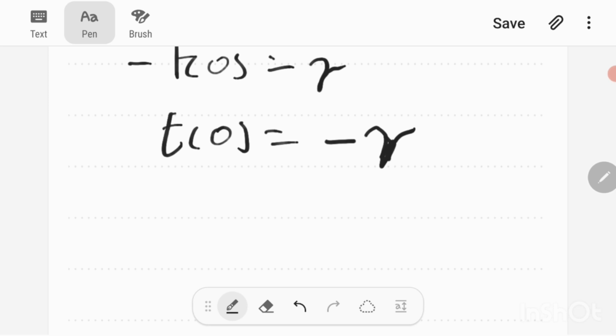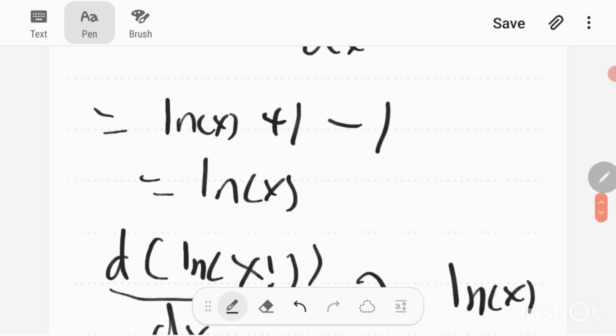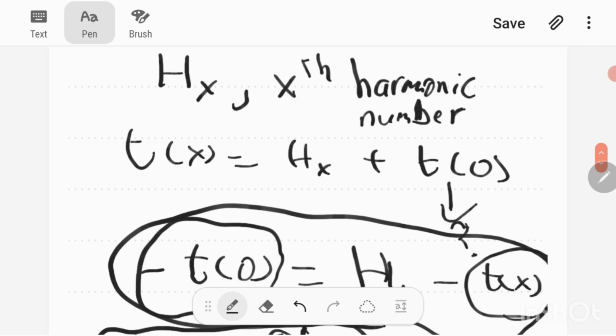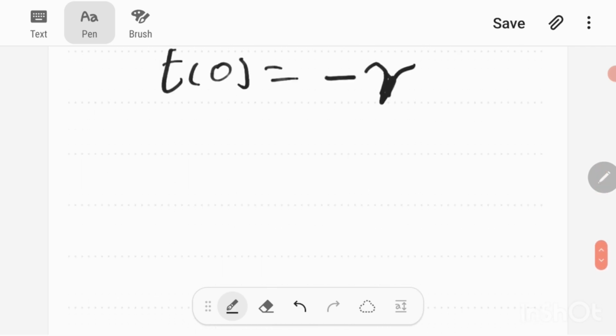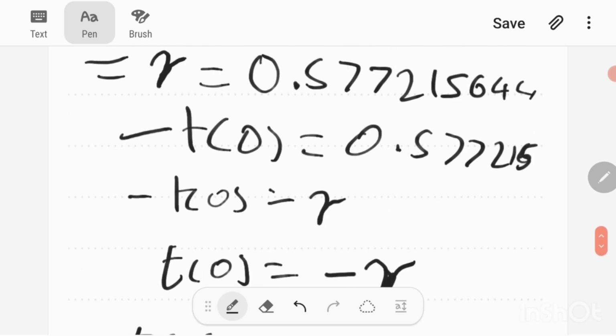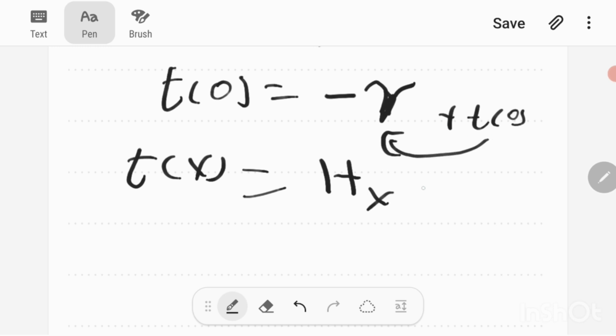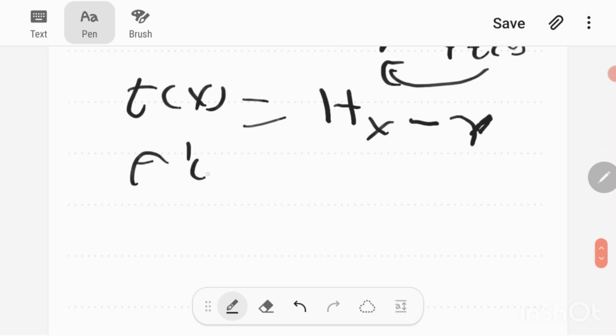And now that we have the value of t0, we can complete our equation using the original linear relation we had derived, even before this, right here. t of x is h of x plus t0. We know t0 is the negative of the Euler-Mascheroni constant. So t of x is equal to h of x, which is the xth harmonic number, which grows a bit faster than the natural log of x, their difference yielding a constant. But now we know t0 is the negative of the Euler-Mascheroni constant.